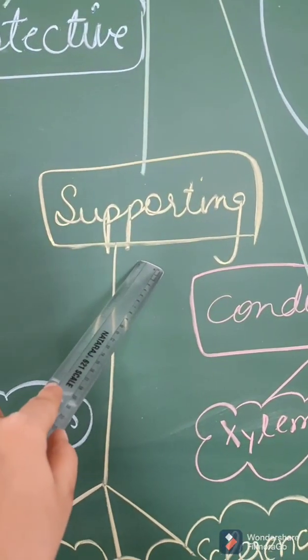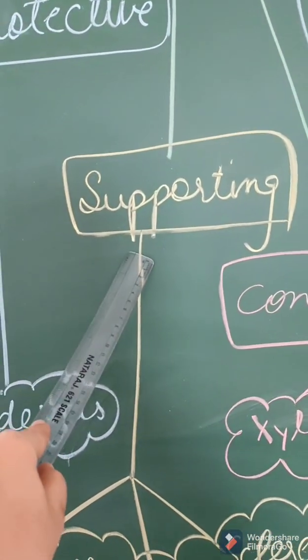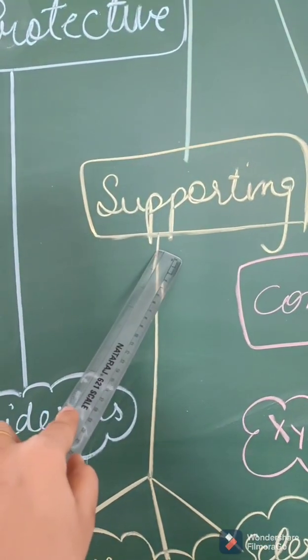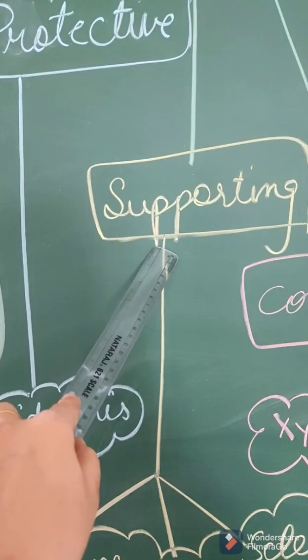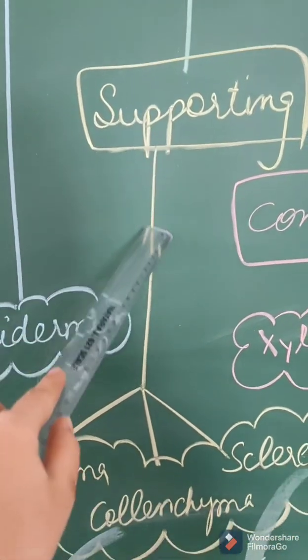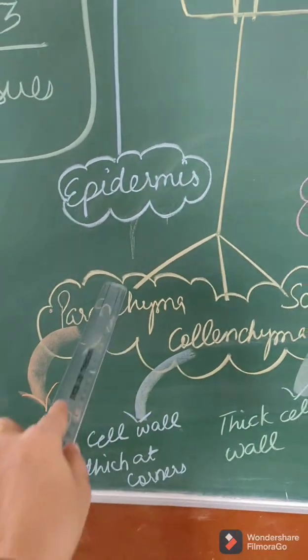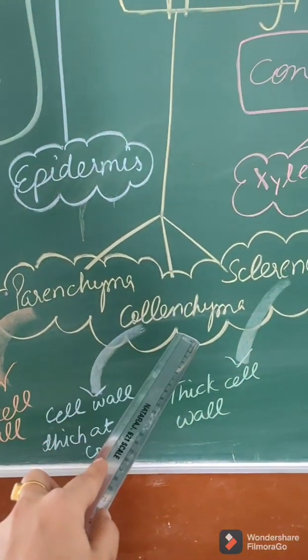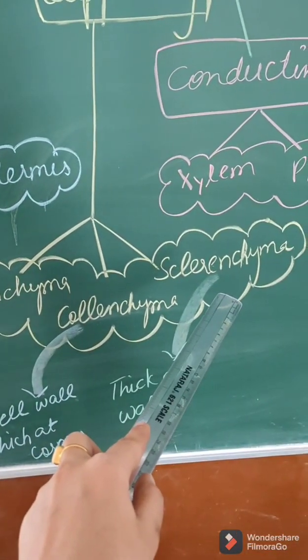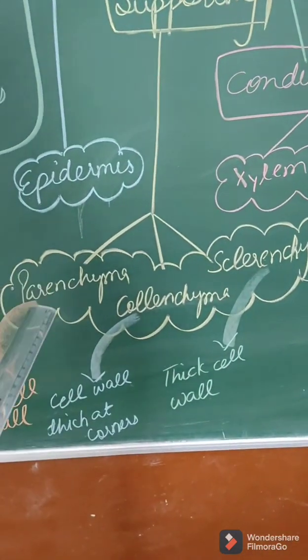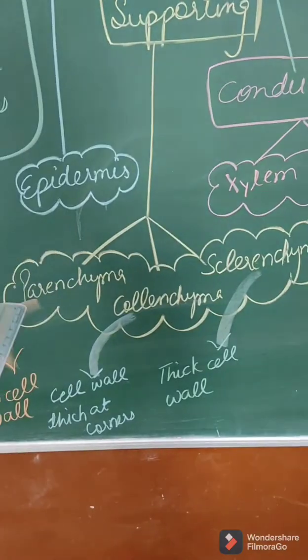In supporting tissue, this tissue supports the plant. It stores the food, it provides strength. Mechanical support is also there because of this tissue. This is further divided into three types. So we have parenchyma, collenchyma, sclerenchyma. These are the three different types of supporting tissue which are present in the plants.